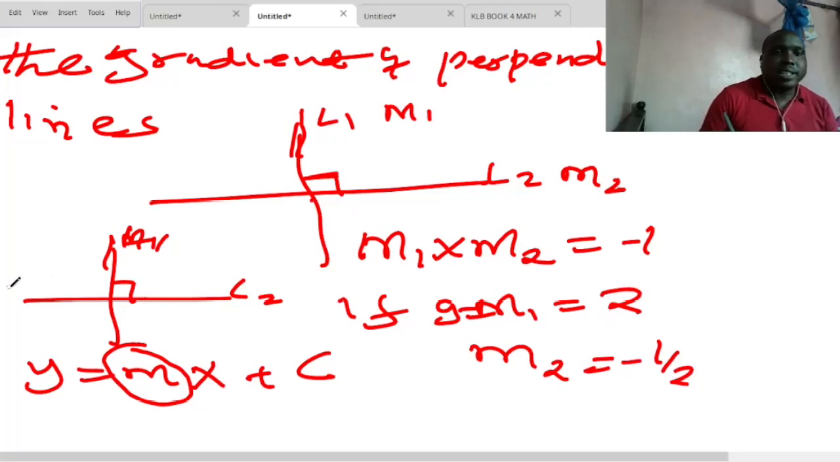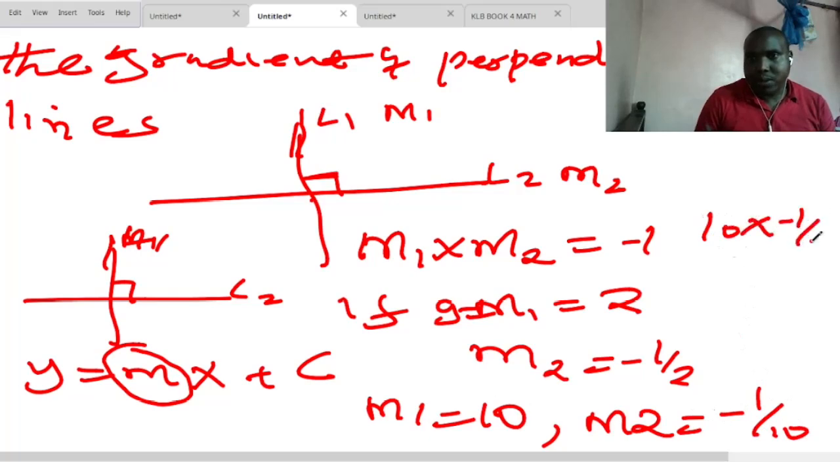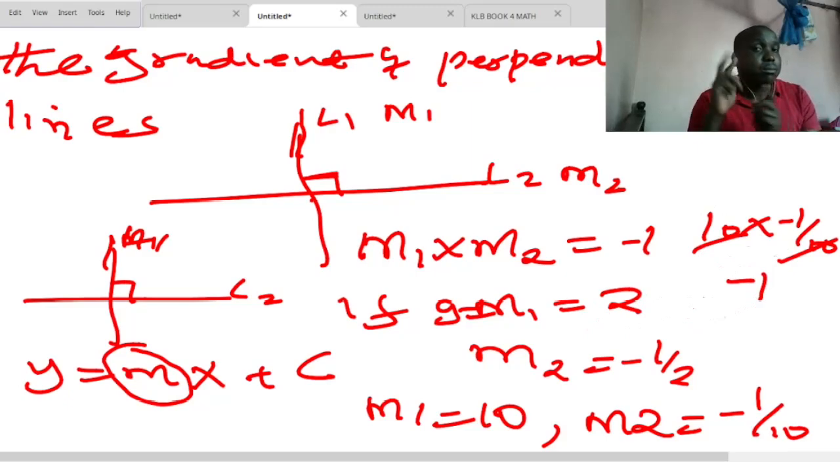If the first one is positive, the second one must be negative. If the first one is negative, the second one must be the reciprocal and positive. If m1 is equal to 10, then m2 is equal to negative 1 over 10, such that 10 times negative 1 over 10, the answer is negative 1. That is the knowledge which you need in form 4.